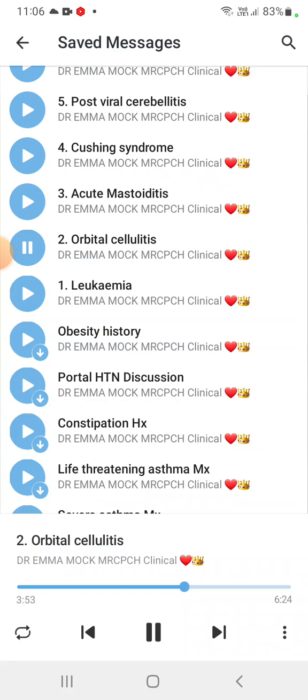Now, what are the complications of orbital or periorbital cellulitis? We can divide them into eye and neurological. Eye complications are orbital abscess, optic neuritis, blindness, exposure keratitis, glaucoma, panophthalmitis. Neurological complications are cranial nerve palsy, subperiosteal abscess, meningitis, cavernous sinus thrombosis.